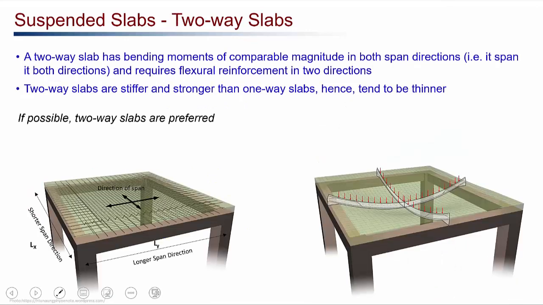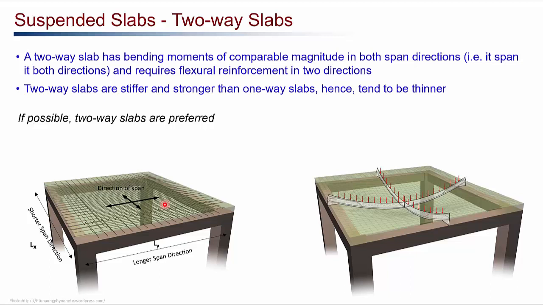The other type of suspended slab is two-way slabs. Unlike one-way slabs, two-way slabs rest on beams or columns or walls on all four sides. That means they will have significant flexural moments in both directions. As you can see here, the two-way slab is spanning in both directions and it is bending over both directions. That means it has significant bending moment in both directions, and we have to provide flexural reinforcements in both directions.